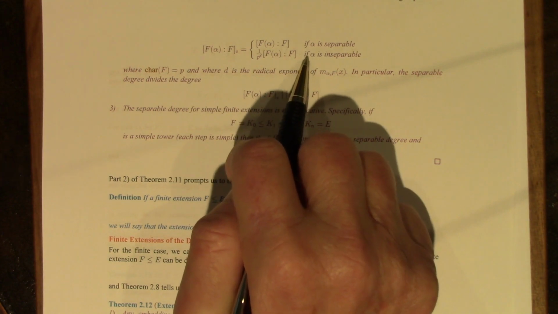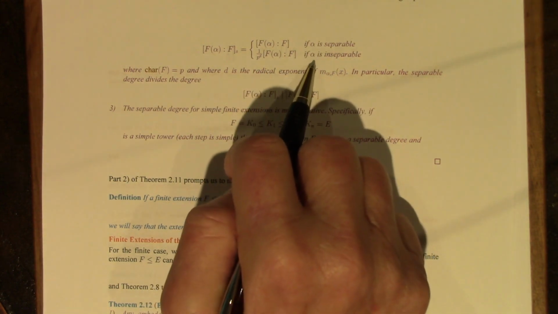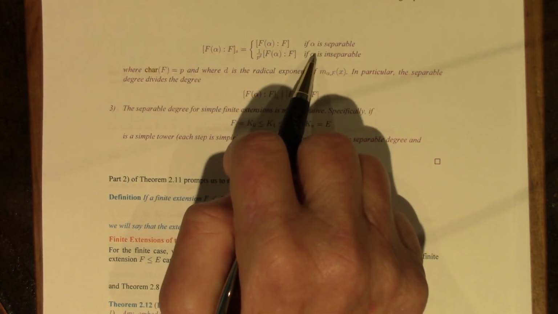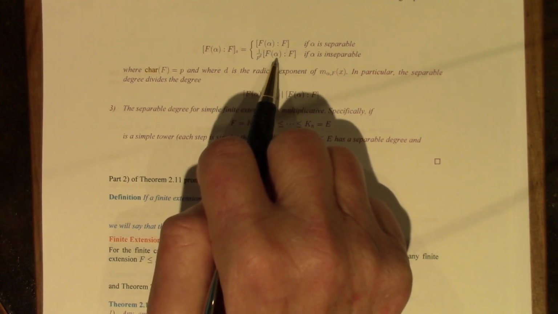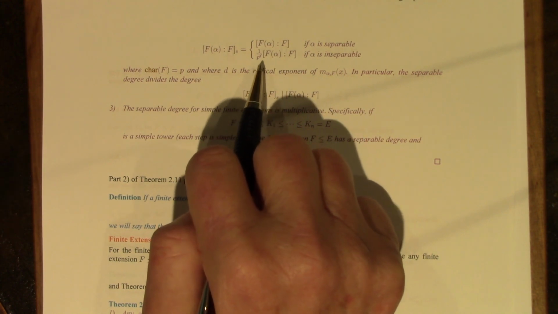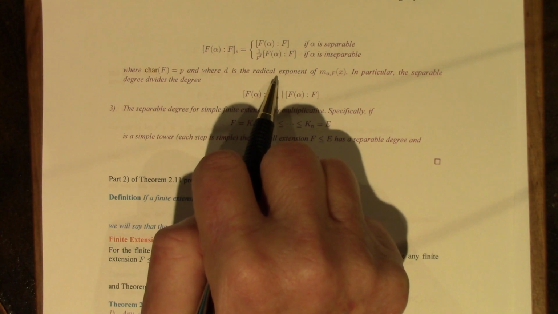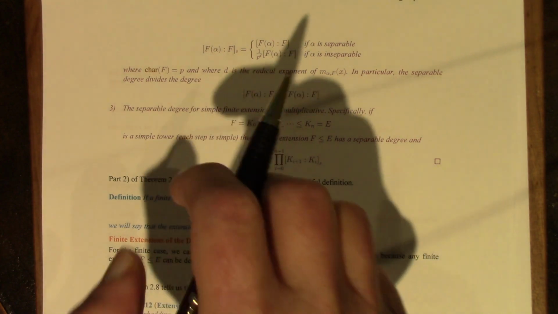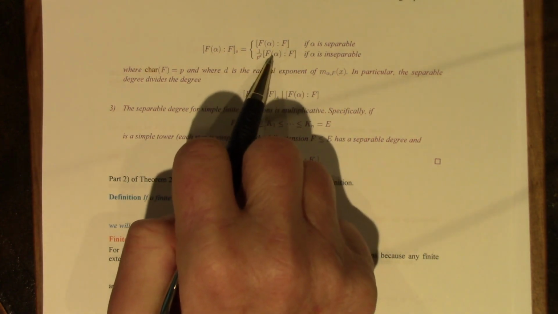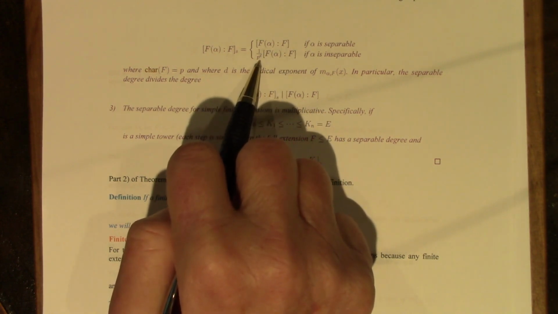But you may recall that when alpha is inseparable, the field must have non-zero characteristic P, a prime characteristic P, and every root has the same multiplicity, and that is P to the D, where D is called the radical exponent of the polynomial. And so the number of distinct roots is the degree of the polynomial divided by P to the D.